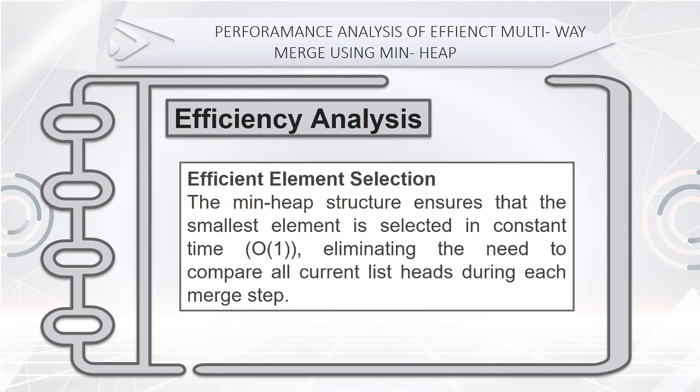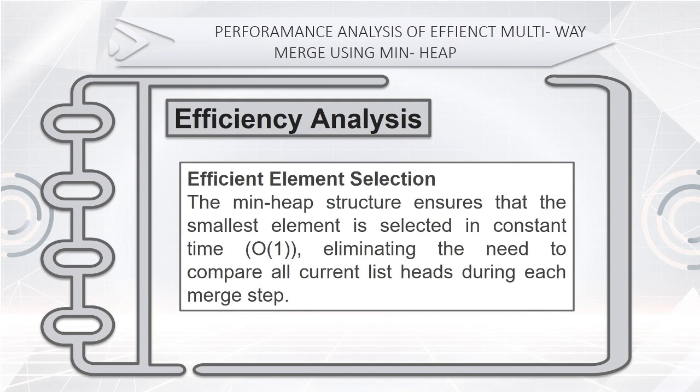Next is the efficiency analysis. This slide focuses on how a min heap makes element selection more efficient in a multi-way merge. When we say efficient element selection, in a multi-way merge, you need to repeatedly find the smallest element among the lists being merged. A min heap is a special tree-like data structure where the smallest element is always at the top, or in other words, the root.